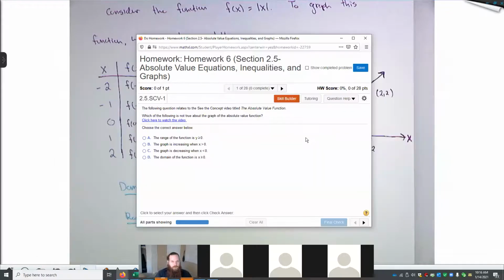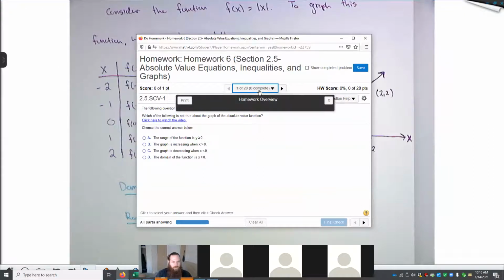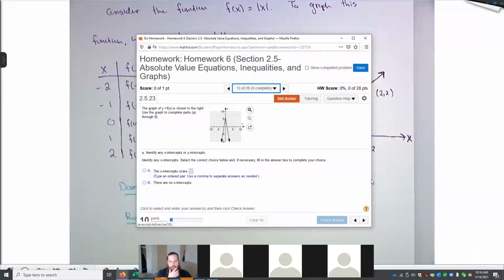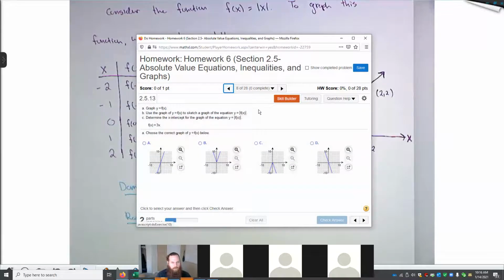Okay. Let's jump a little bit deeper into homework 6 and see if there aren't some more interesting problems here that we can look at. Okay, x and y intercepts. I'd like to look at something. Maybe I should show you how to graph one of these more complicated fellows before.